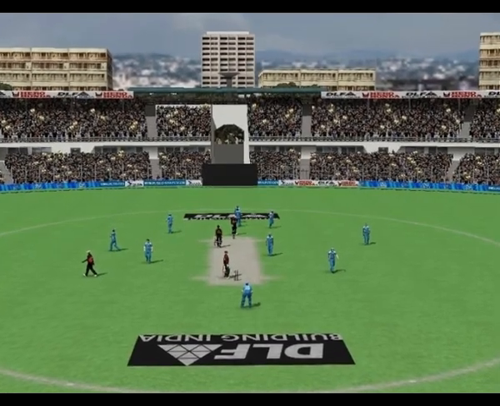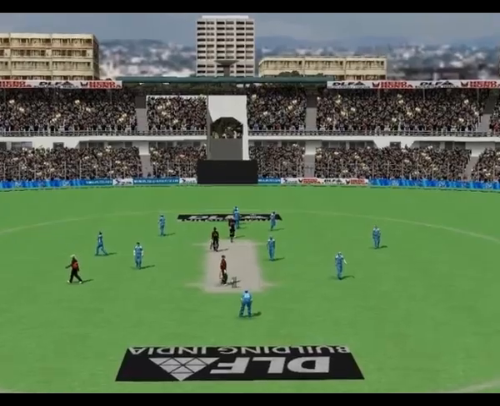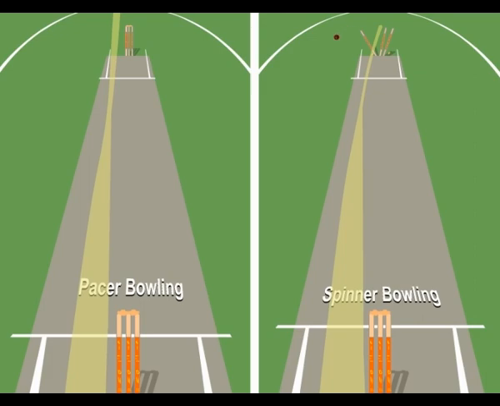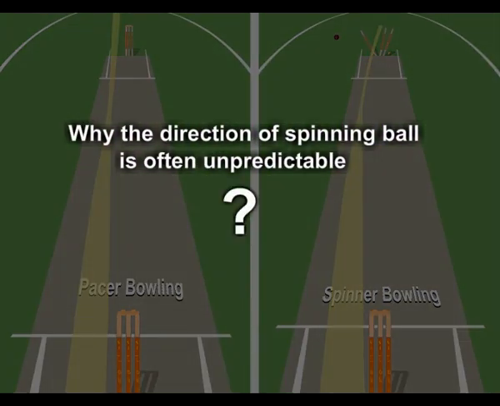You might have experienced during a cricket match that the direction of the ball bowled by a spinner is unpredictable and is difficult to play. Why is the ball of the spinner often unpredictable?